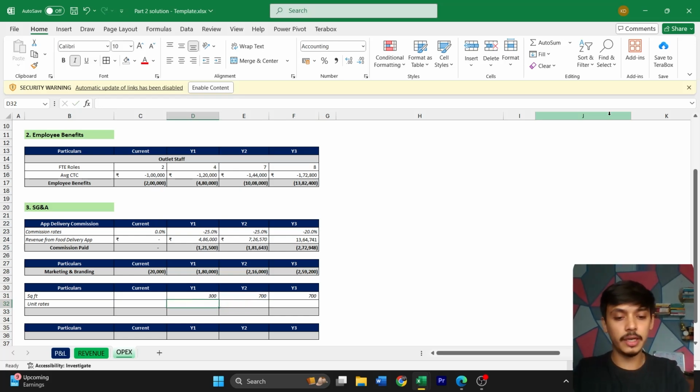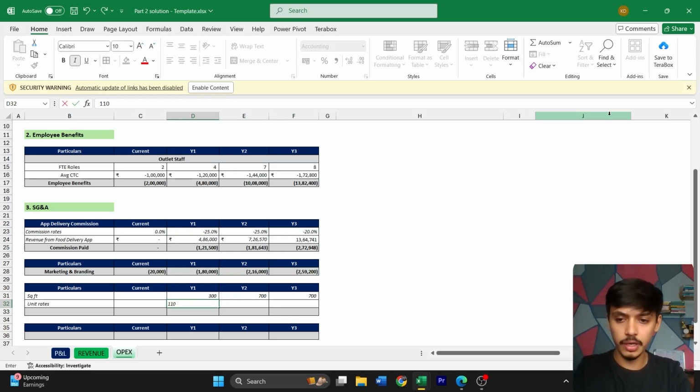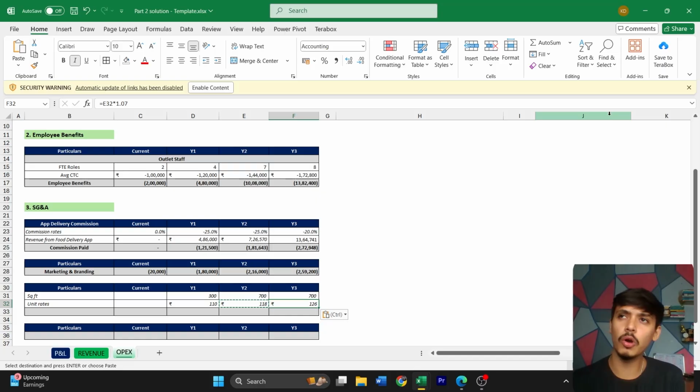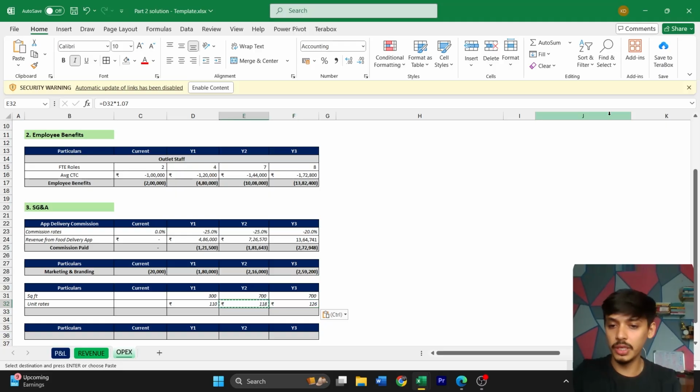The unit rate is 110 in year one. It goes up by 7% every year. 7% is a conservative rate because in India inflation ranges around 4 to 6 percent, and 7% is assumed to be normal inflation in rental rates around such tier one cities. So we have scaled our rates from 110 to 126.